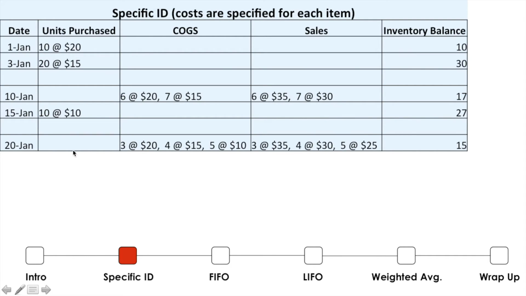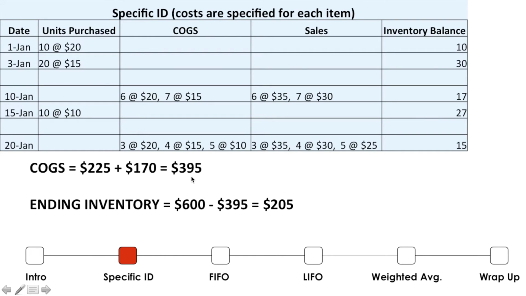And then we have our final date of sale on the 20th. So let's just dig into calculating our COGS. Because we sold 6 units where each of the units costs $20 and 7 units where each of the units costs $15, we do 6 times 20 plus 7 times 15 to give us 225. And then we do the same method on the 20th, 3 times 20 plus 4 times 15 plus 5 times 10 for 170, and a total COGS of $395.